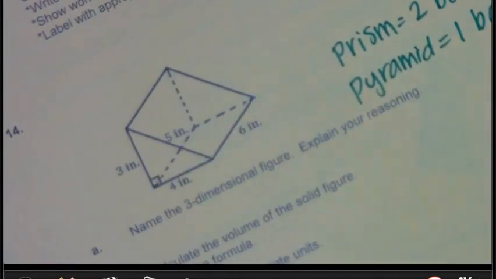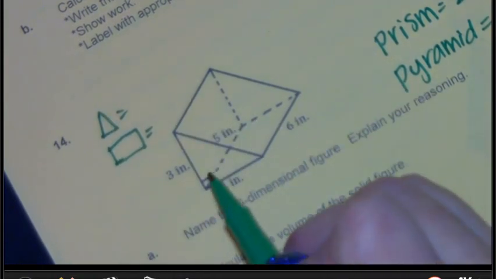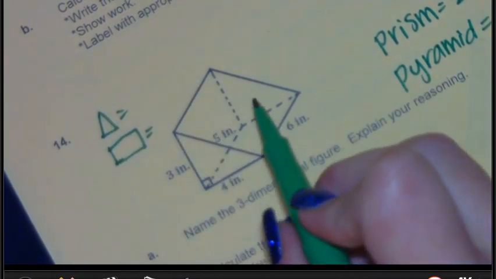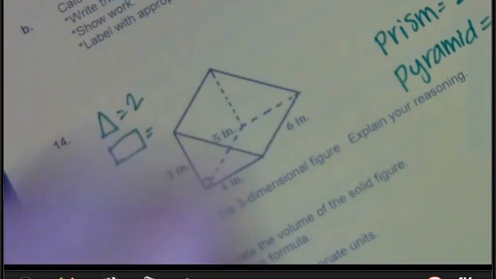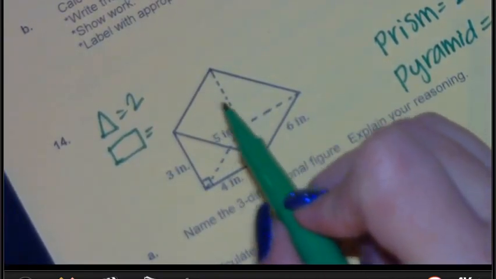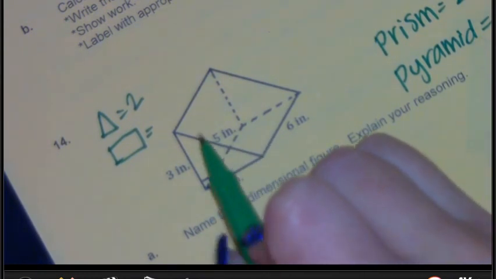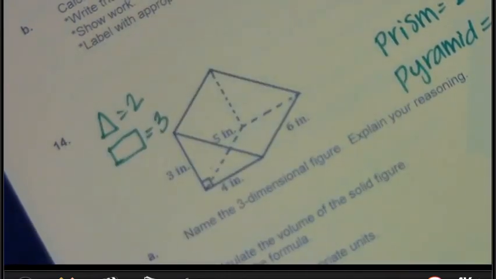So I see 2 different shapes going on. I see a triangle and I see a rectangle. How many triangles do you see? Well, I see 1 triangle here and then I see 1 triangle here. So I've got 2 triangles going on. Rectangles, I see my long side rectangle here, I see the bottom rectangle, and then I see the up and down rectangle. So I see 3 rectangles.